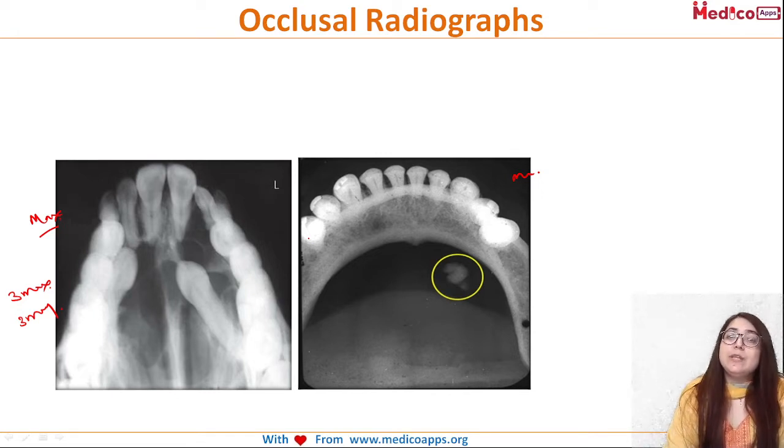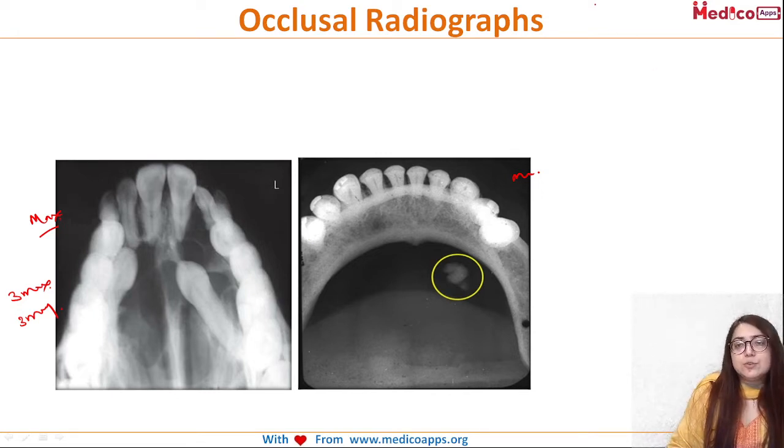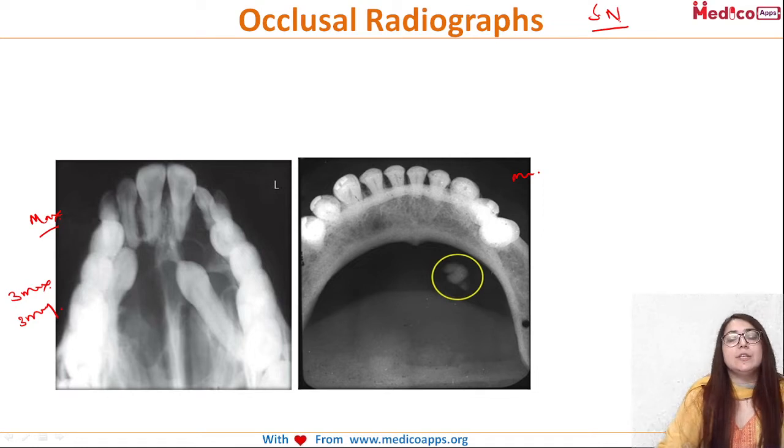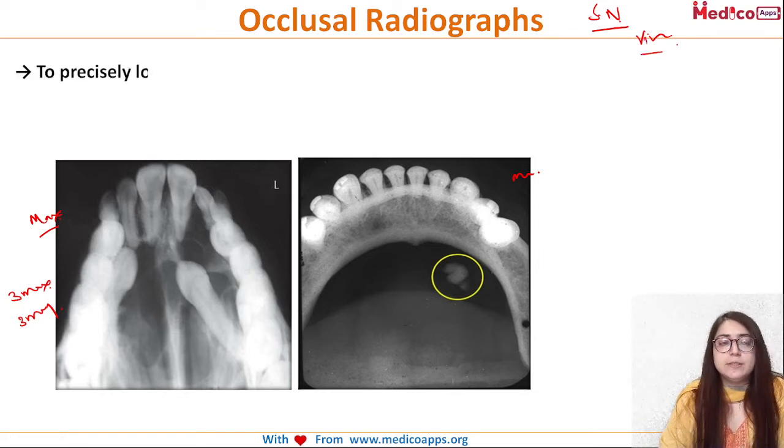Now coming on to the indications. A direct short note can be asked on indications of occlusal radiographs. If not a short note, the examiner can ask you in viva. And this topic is even important for PG students.